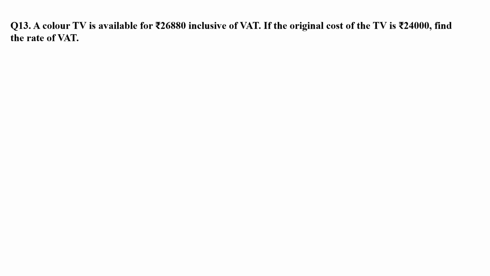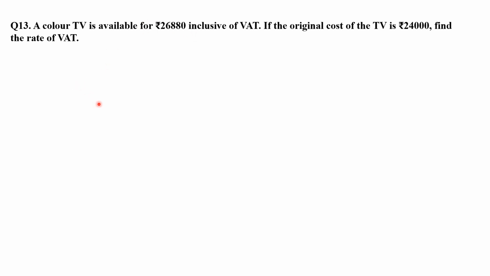So the original cost of the spare parts is 18,550. Question number 13. A color TV is available for 26,880 rupees inclusive of VAT. If the original cost of the TV is 24,000, find the rate of VAT. So in this question, original cost of the TV is given and the final cost including the tax is also given. You have to find the rate of VAT.